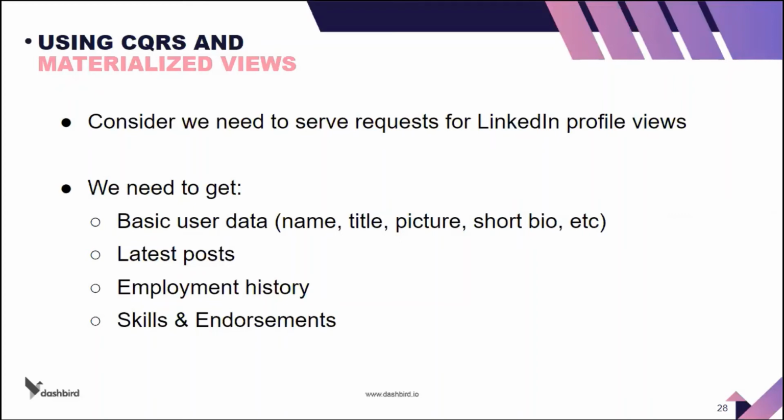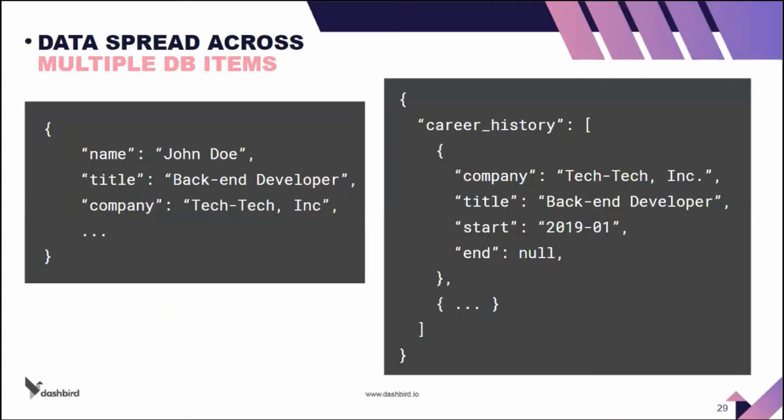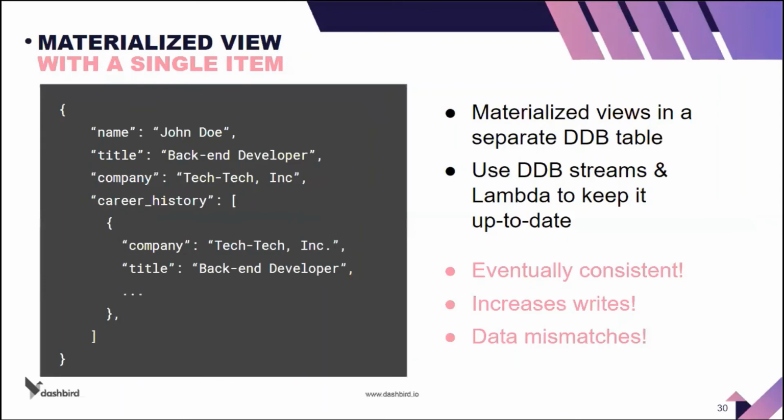And each profile request is going to lead to multiple read operations on the downstream database table. So we need to make one request to get the user data, another request to get career information, another one for skills and endorsements, etc. One profile view can lead to, I don't know, 5, 10, 20 database requests. So with a materialized view, what we do is create a single item that contains everything we need to serve a profile view request.